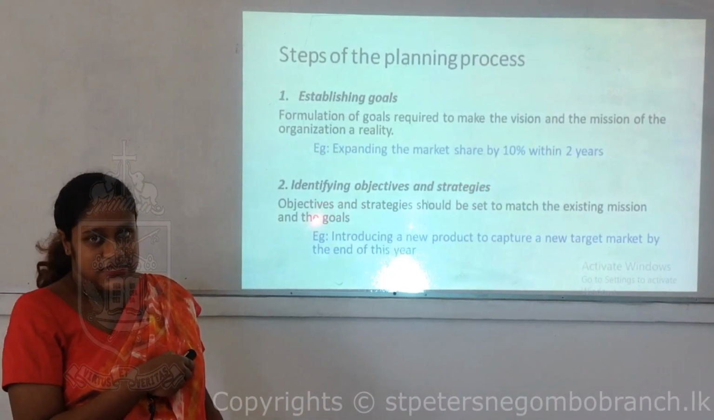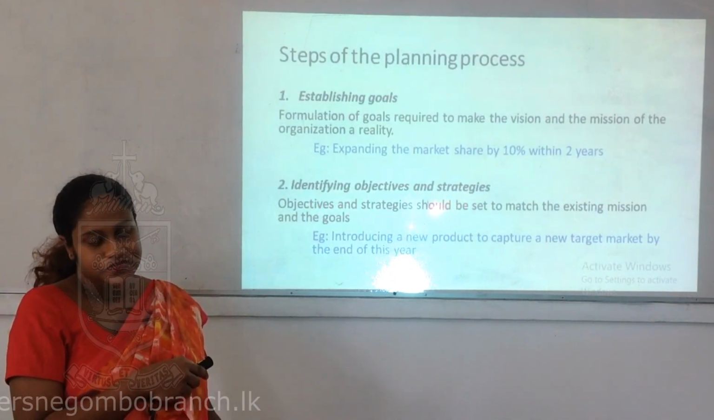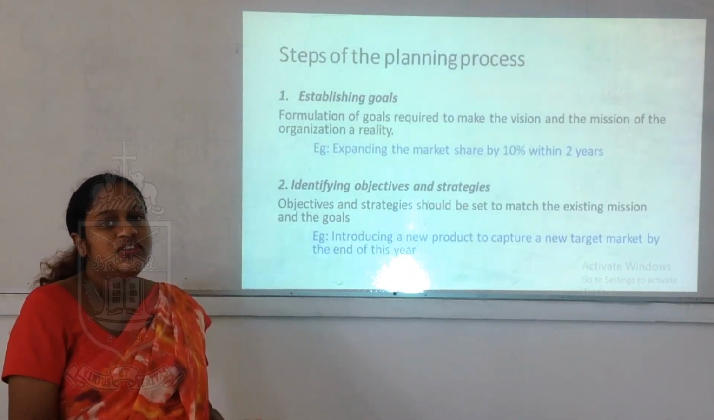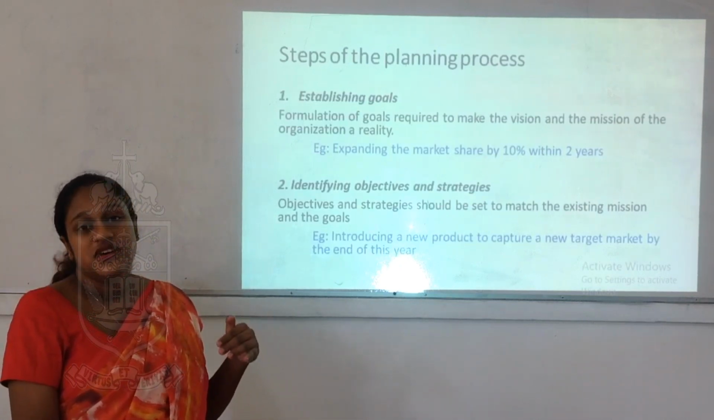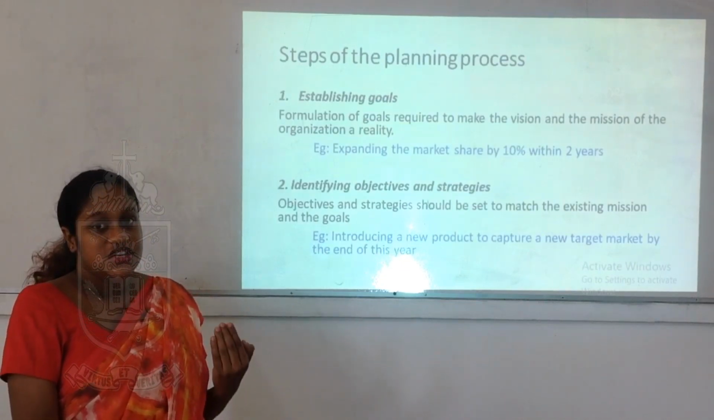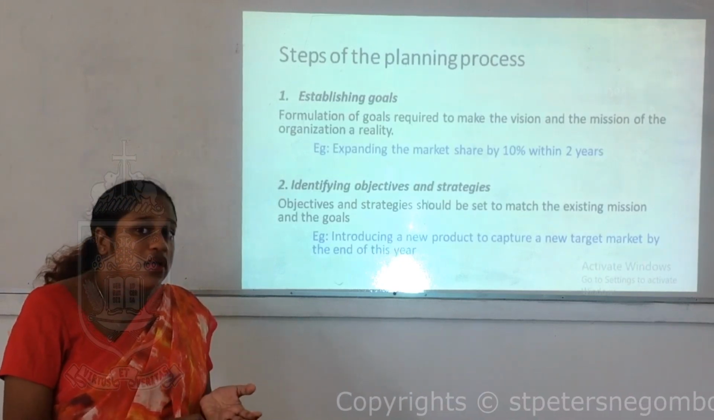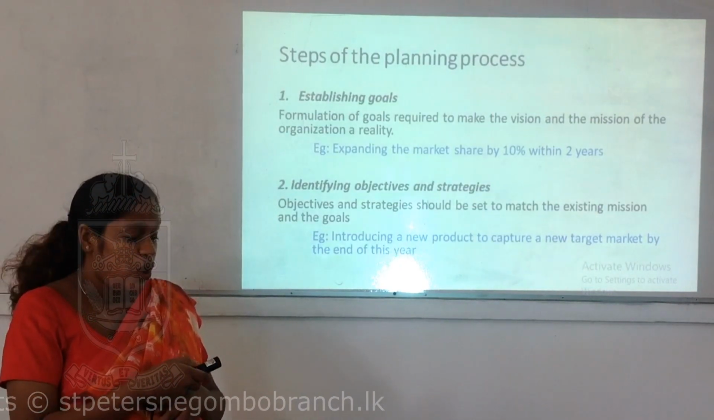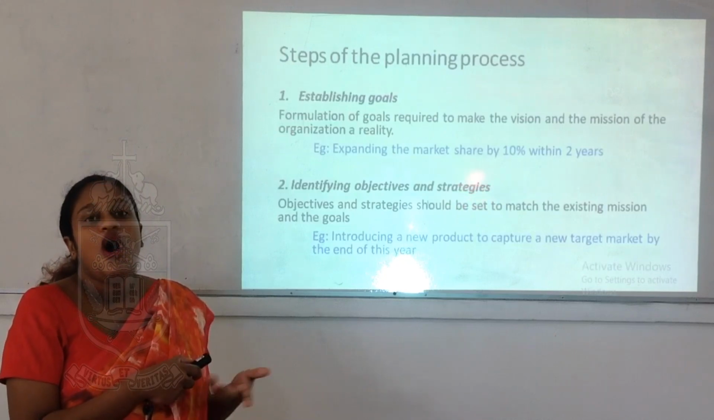So we come to the second stage, which is identifying objectives and strategies. Here, objectives mean short-term expectations. Okay, so goals are long-term, objectives are short-term expectations. Short-term means something that the organization would want to achieve in less than 1 year's time. Okay, it can be 1 month, 6 months, or less than a year's time. Strategies, you already know, because we have already explained this several times. Strategies mean how to achieve them.